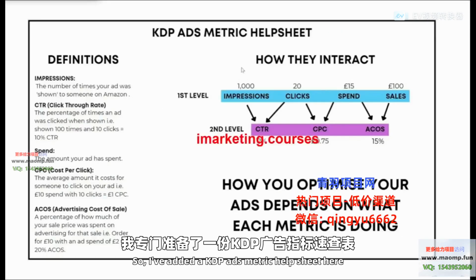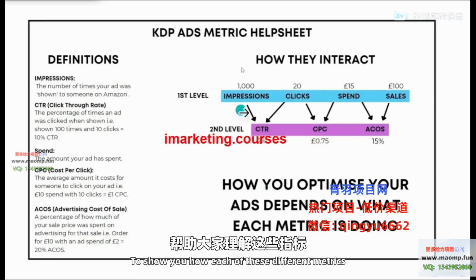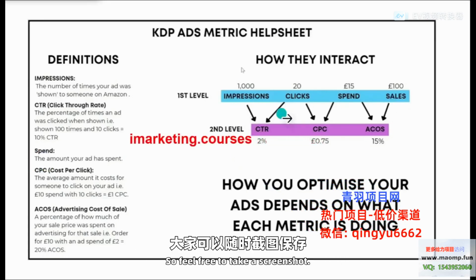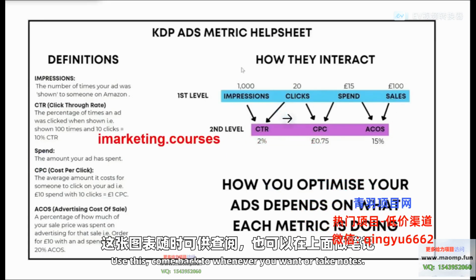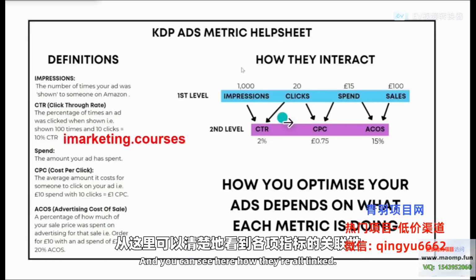So I've added a KDP ads metric help sheet here to show you how each of these different metrics interact with each other and what they mean. So feel free to take a screenshot, use this, come back to it whenever you want, or take notes. And you can see here how they're all linked.